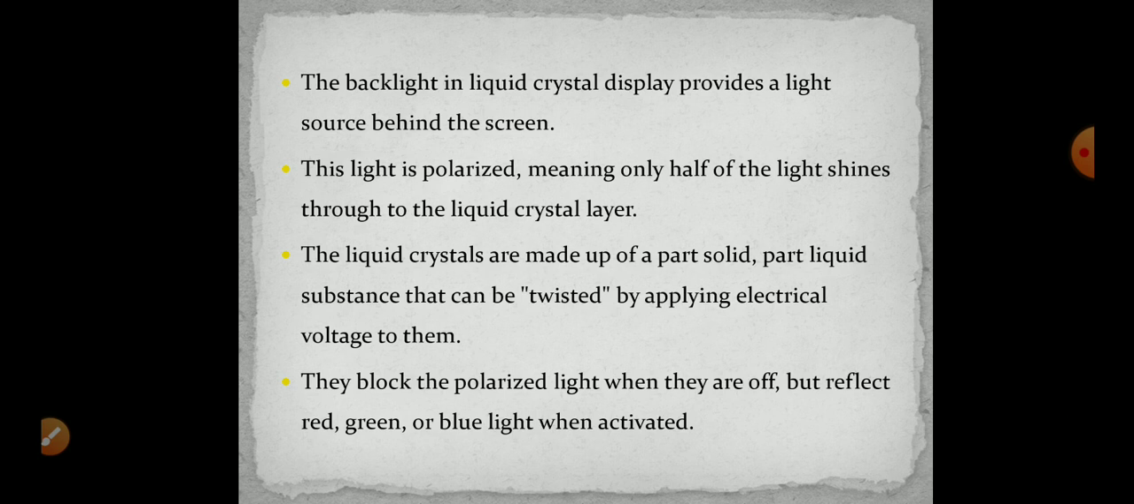The backlight in a liquid crystal display provides a light source behind the screen. Here we place the light source behind the liquid crystal display. From the light source, the light rays are emitted and through the polarizer they reach the liquid crystal. This light is polarized, meaning only half of the light shines through the liquid crystal layer. The liquid crystal is made up of a part solid, part liquid substance that can be controlled by applying electrical voltage to it. They block the polarized light when they are off but reflect red, green or blue light when activated.